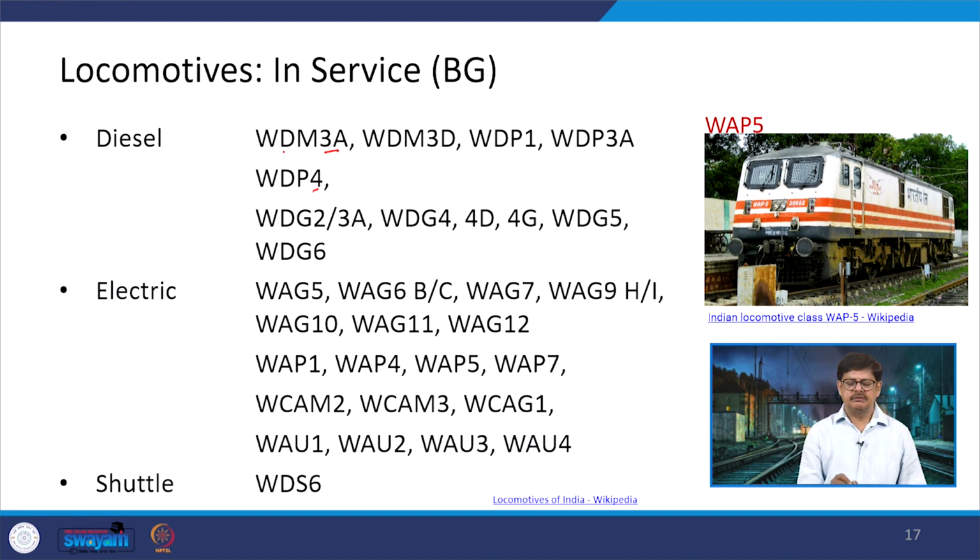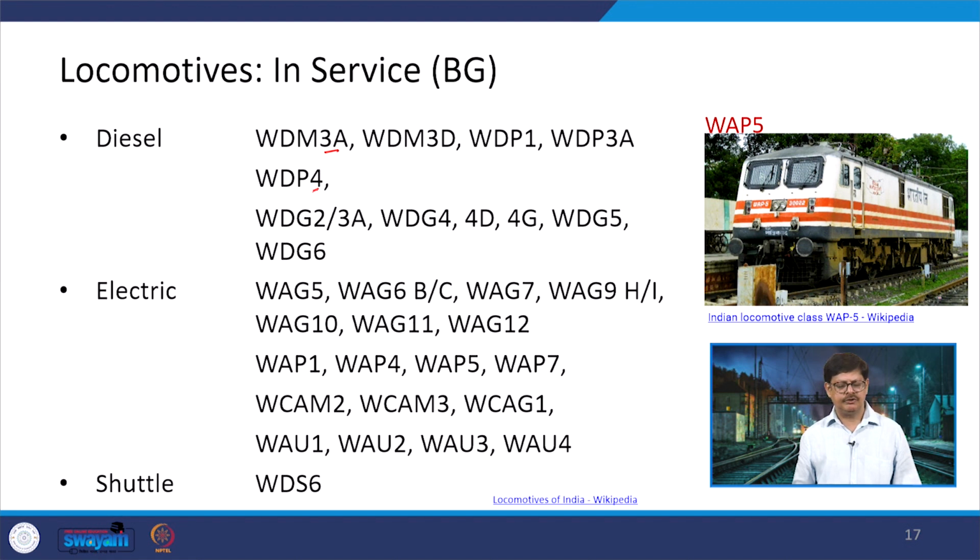So we have things which are available in use at the moment in Indian Railways. They are not all the locomotives which have been manufactured. There are certain locomotives which have now been taken out of service. So what we are left with in the diesel is WDM3A, WDM3D, WDP1, WDP3A, WDP4. In the case of goods transportation, we have WDG2 or 3A, then we have 4, 4G, 5 and 6.